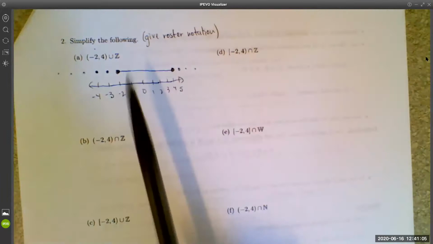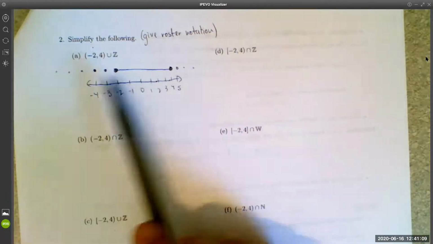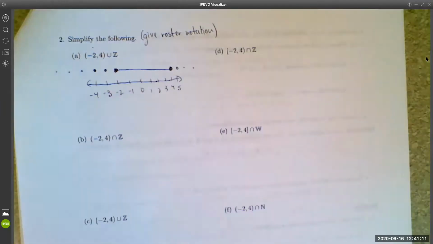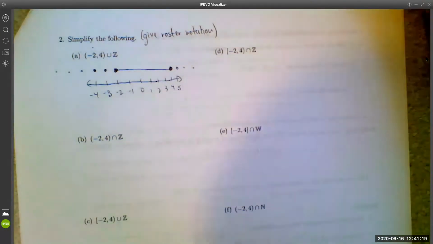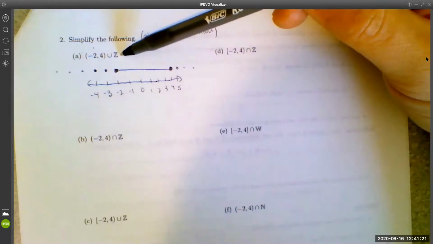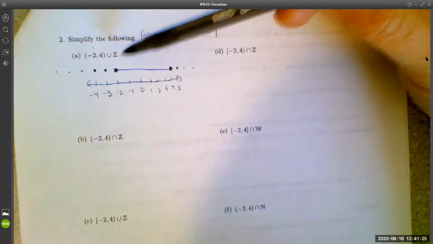So you get this solid line between negative 2 and 4, and then you get these dots on all of the integers outside of negative 2 and 4. So that's kind of what the graph would look like. I guess there's not really a more simplified way to write this down other than the way that it's been written. That's the simplest way to write it.